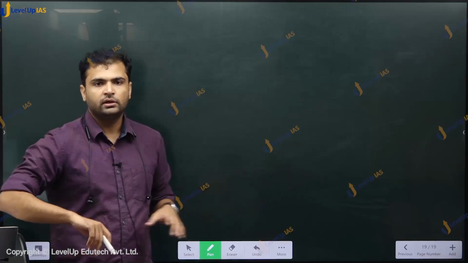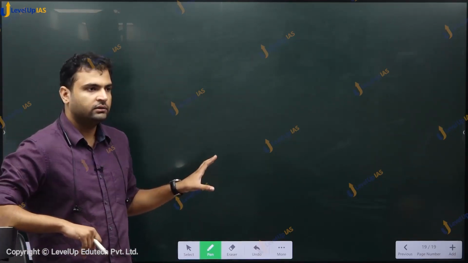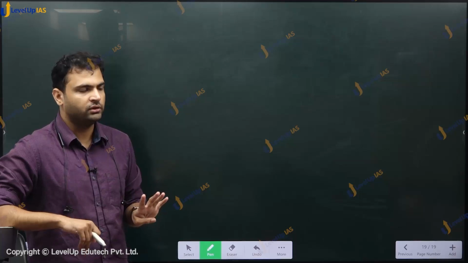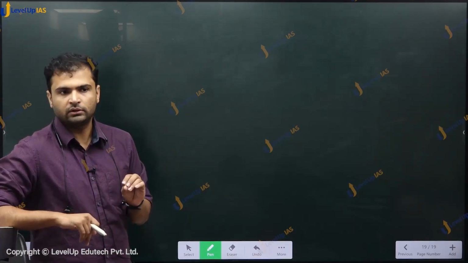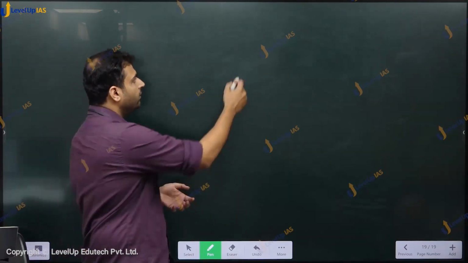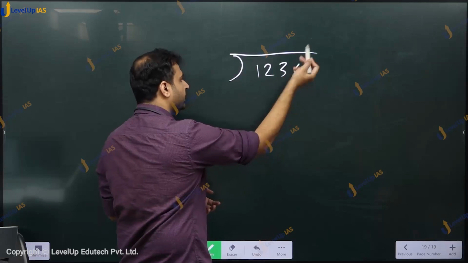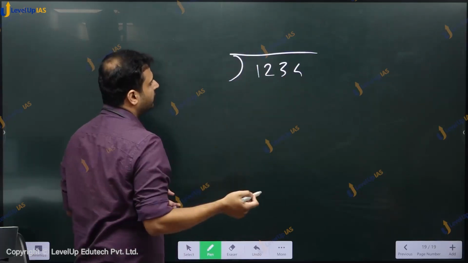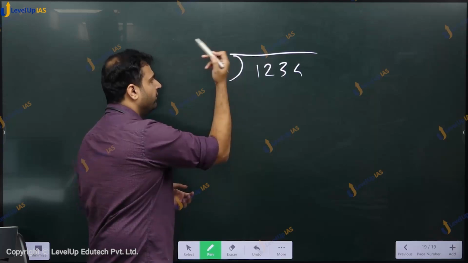Fine. Remainder, quotient, divisor and dividend. 4 terms we saw. Long division ka process you should be familiar with. You should be able to divide one number by another. Try it out. Again, 1, 2, 3, 4. Let us take the same number, but now let us divide it by 11.